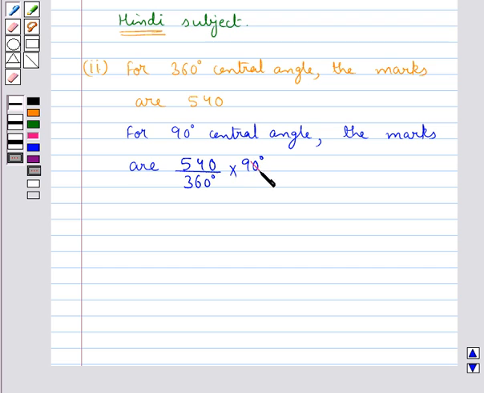Then again 0 and 0 get cancelled. 9, 4 times is 36. Also 4, 135 times is 540. So this is equal to 135. Thus we get that for 90 degree central angle, the marks are 135. So we can say that mathematics marks is equal to 135.